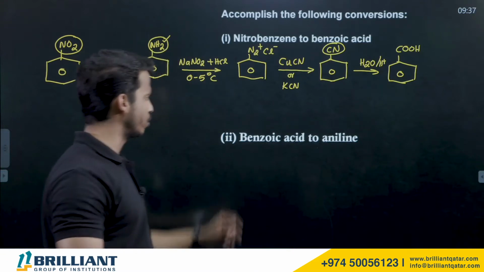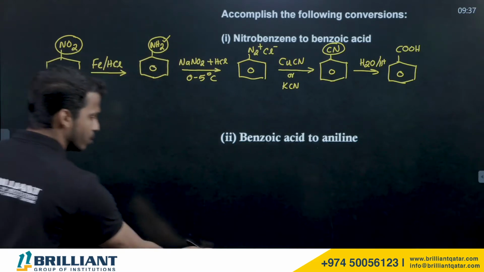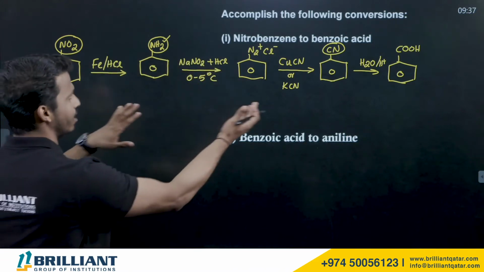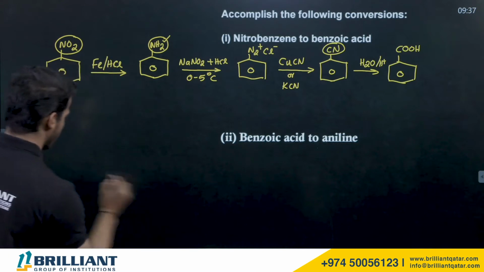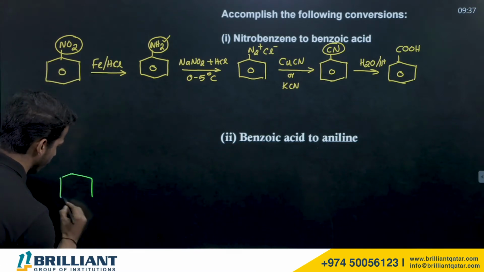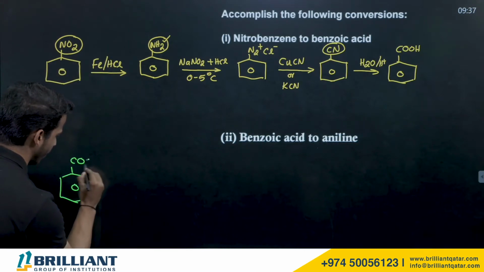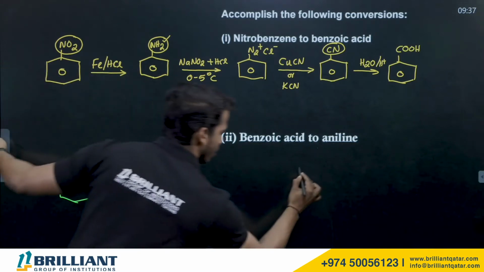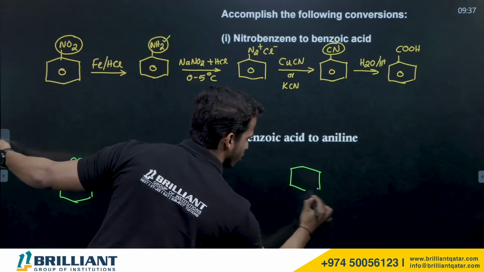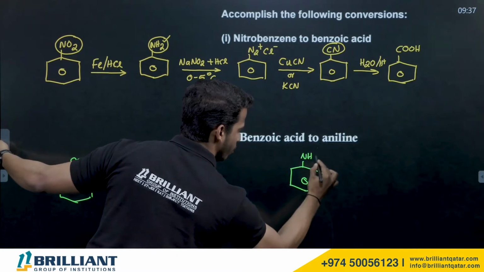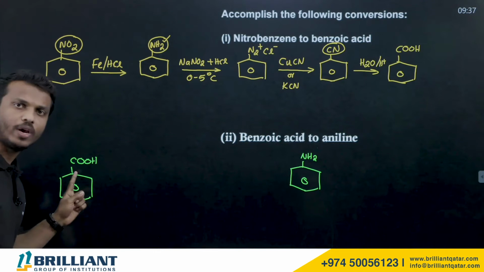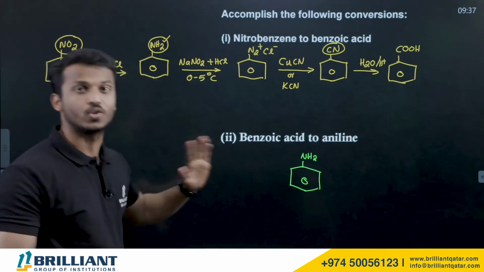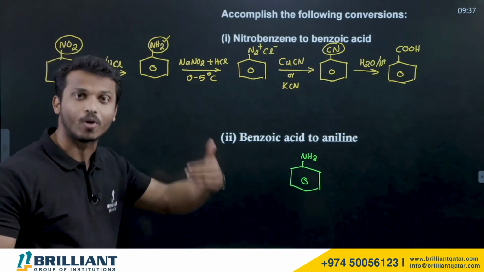Second question. How can we convert benzoic acid into aniline? See, it is almost the reverse question. As a starting material, we have benzoic acid, benzene with COOH. Now students, what is aniline? Aniline means benzene with NH2 group. You see here, in benzoic acid there is one carbon on the benzene ring, but in aniline there is no carbon. So we have to reduce the number of carbons by one.